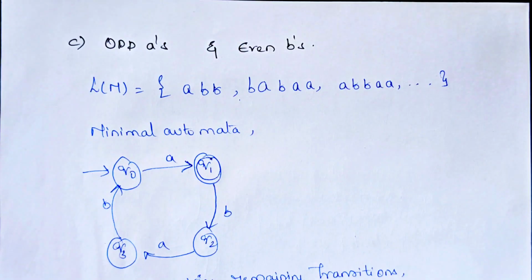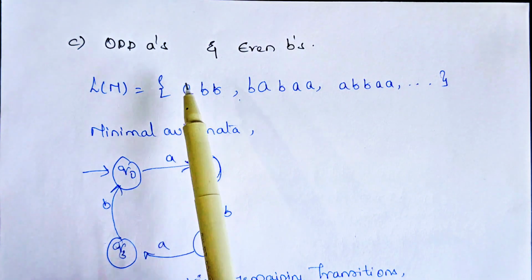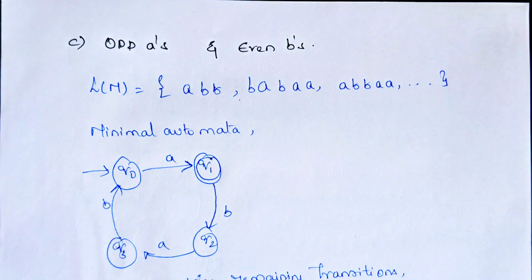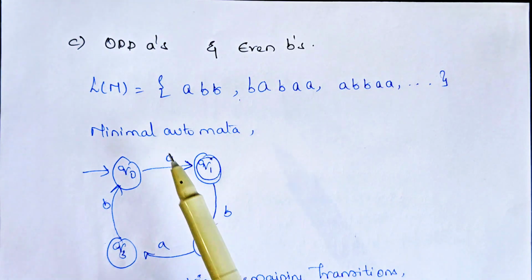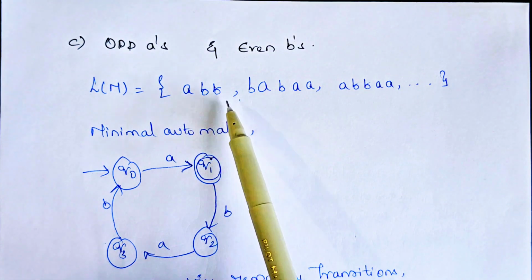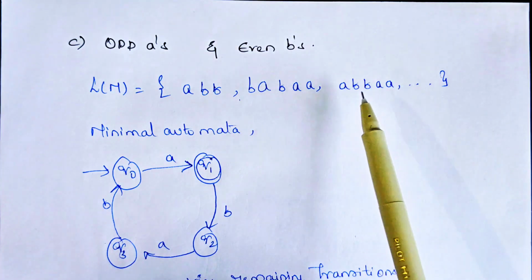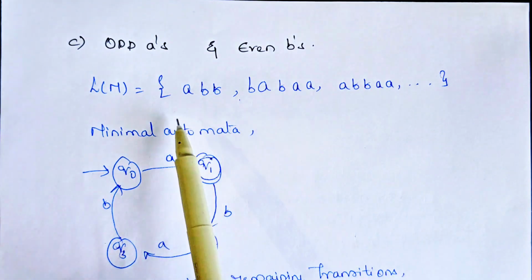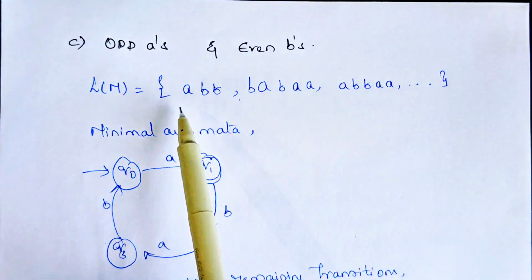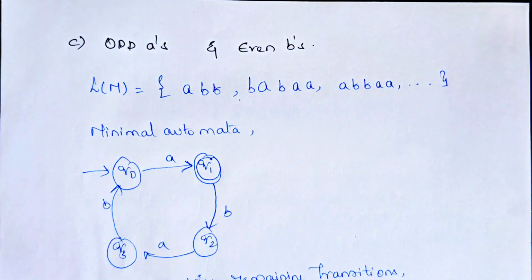Next combination is DFA accepting the set of strings of odd number of A's and even number of B's. Let L of M be a language accepting odd A's and even B's. The sample strings are A, BBA, BAB, ABB, and so on. Here in all the strings we are having odd number of A's and even number of B's. The minimal automata should process odd A's and even B's.